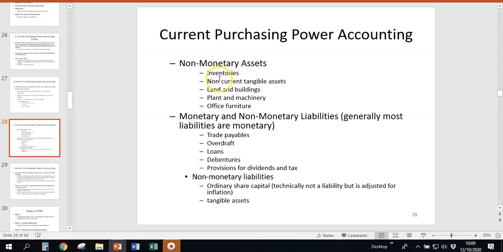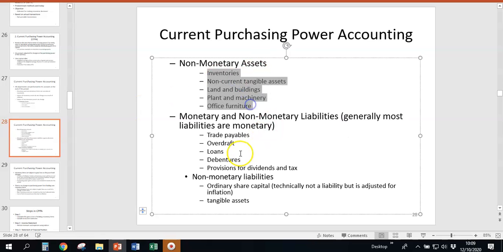So non-monetary items would be everything else. And same with liabilities. Anything that's monetary, the likes of loans and overdraft or trade payables, they are not adjusted because they are as they are. They stay as the actual physical amount of money, but what happens is the value of that money in terms of its purchasing power will change. And that'll become clear when we go through an example to understand.